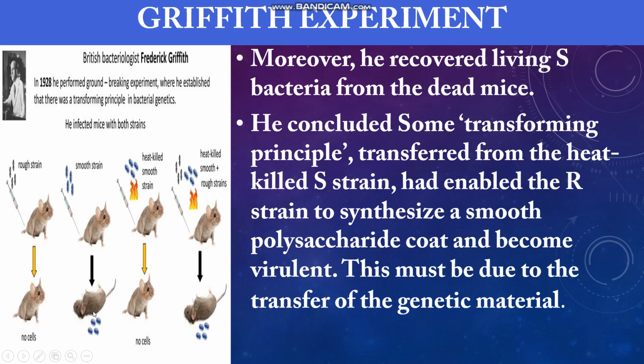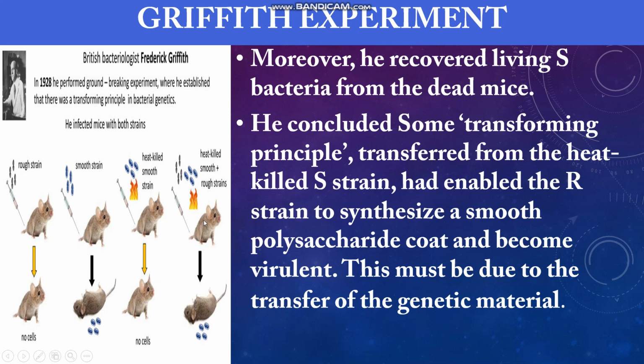The mice dies. In the third step of his experiment, he injected heat killed smooth strain into the mice. Heat killed smooth strain means smooth strain of bacteria that is killed at very high temperature. What happens is the mice survives. So you have noticed here when rough strain was injected, the mice survives. Heat killed smooth strain is injected, the mice survives.